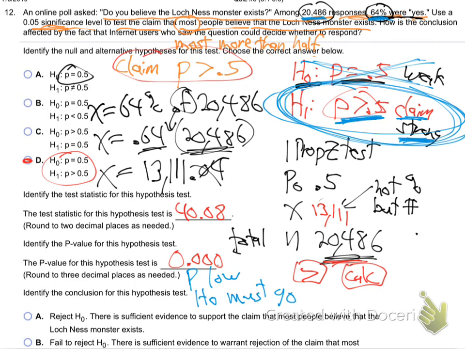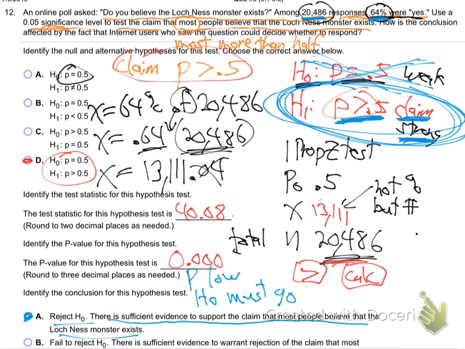So there's strong evidence to support the claim that more than half believe in the Loch Ness Monster. So that's A here, isn't it? We reject the null, right? We rejected the null. There is sufficient evidence to support the claim that most people believe in the Loch Ness Monster. That seems crazy. Is that really true? No. Here's what's going on.